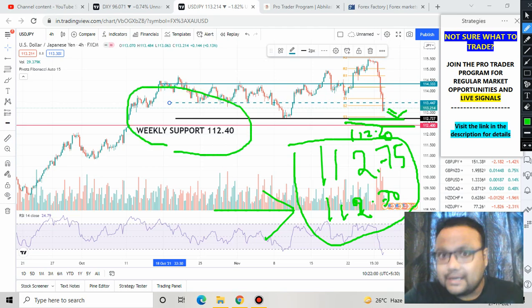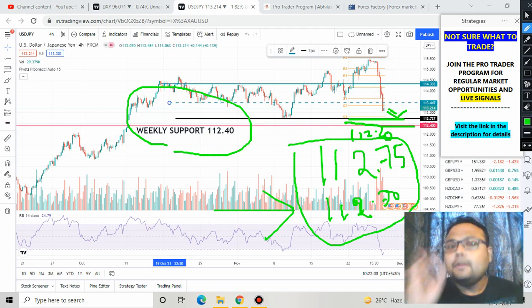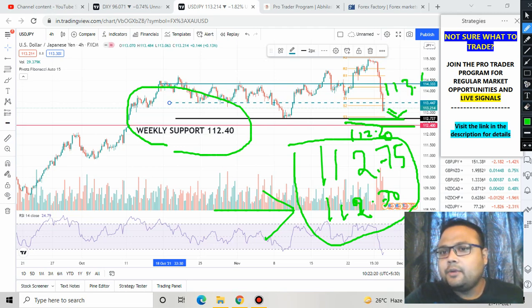the weekly chart. So in case the 112.70-75 level fails to provide support, we can hope that this level will be able to provide support to the market. Okay, let's see. And if the market goes up, then there is a possibility of the market reversing from the 113.40 level, this dotted line in the middle.